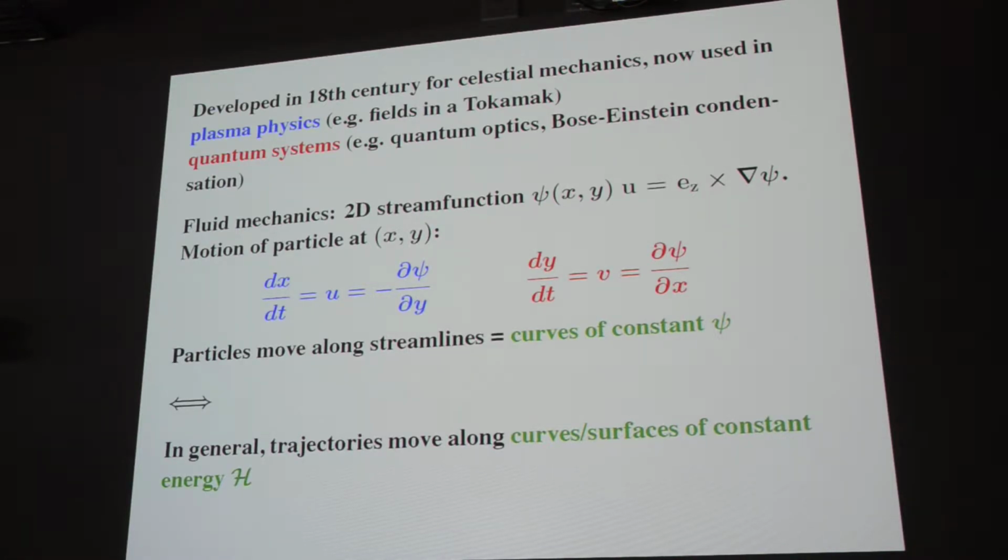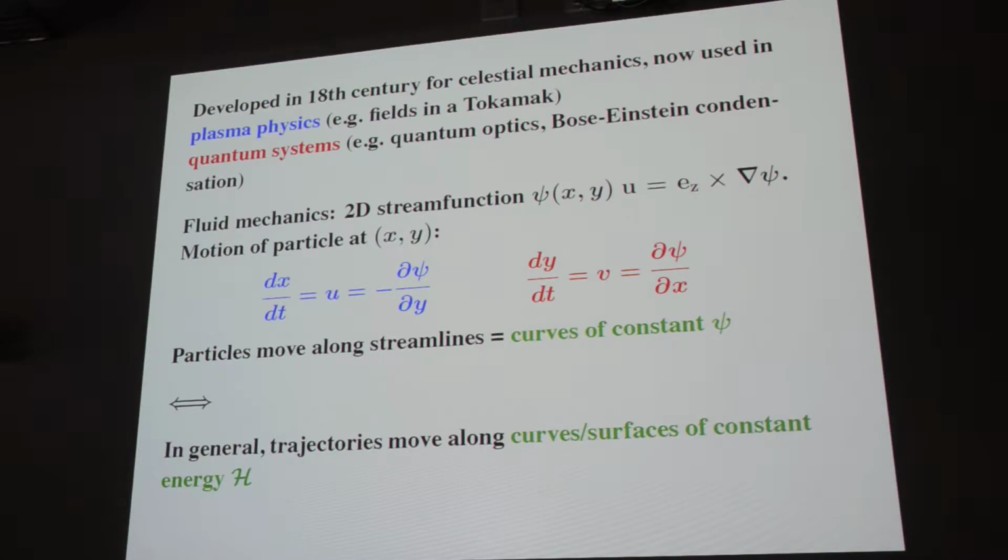You remember I gave a little speech yesterday about how all the physics that we learn is frictionless, and yet friction is so much a part of our daily life. But indeed, in celestial mechanics, friction can be neglected, and that is where Hamiltonian mechanics originated. But it also applies to plasma physics and to quantum systems.